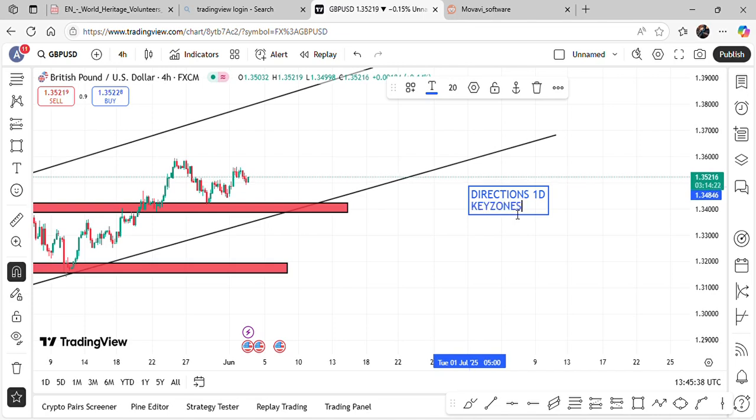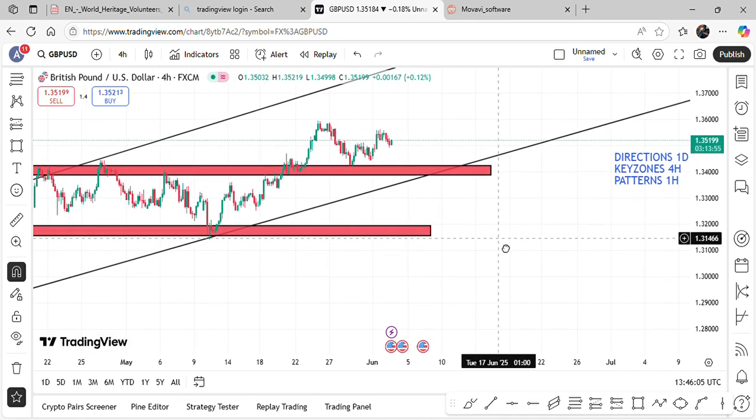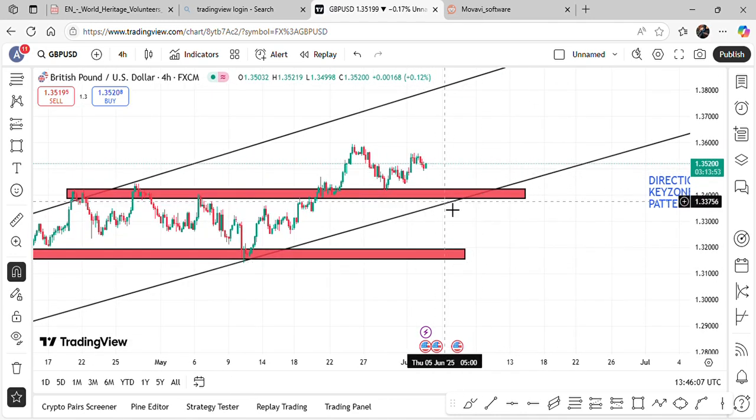Key zones on the 4-hour time frame. After that, you go down to the 1 hour to spot patterns, and that's exactly what I'm about to do. That's on the 1 hour. So just like I said, I'll be waiting for price to come into this key zone and create a pattern in order for me to want to buy.